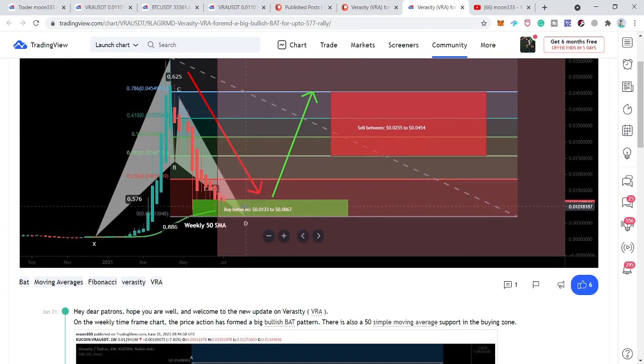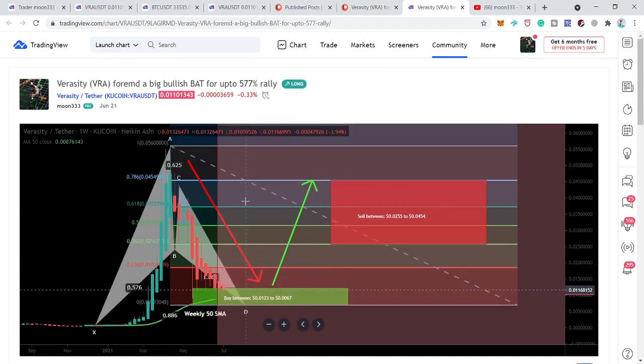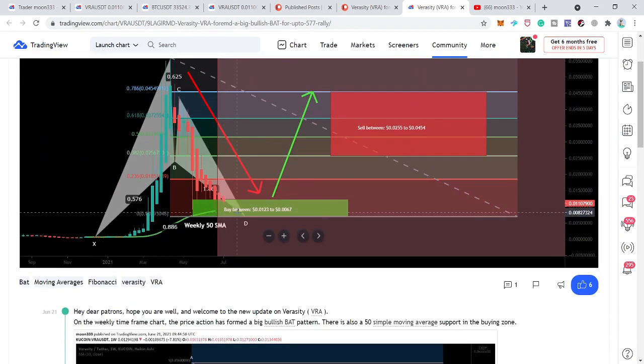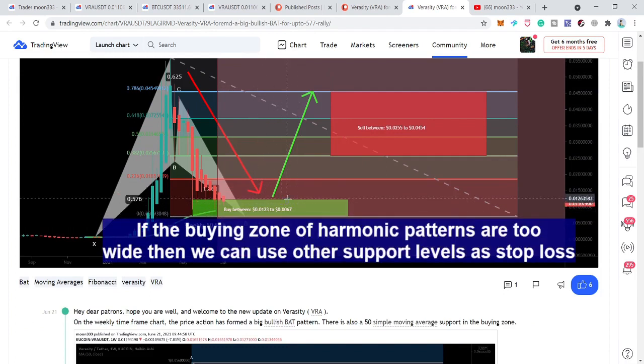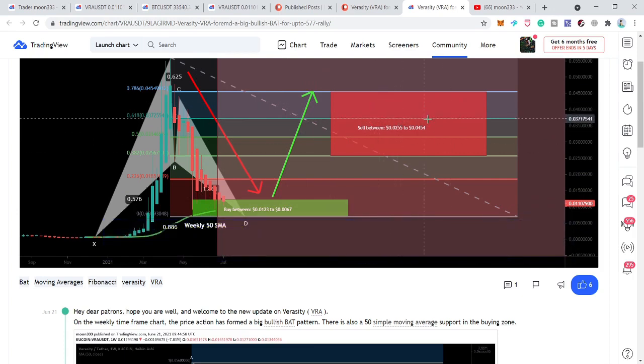As per the Fibonacci sequence, the buying range of this bullish bat, which has formed on the weekly time frame chart, starts from 1.2 cents, and the maximum extent it goes to is 0.0067. So this is too wide, therefore we can also use the 50 weekly as a risk stop loss. And the sell targets start from 2.55 cents and go up to 4.4 cents.